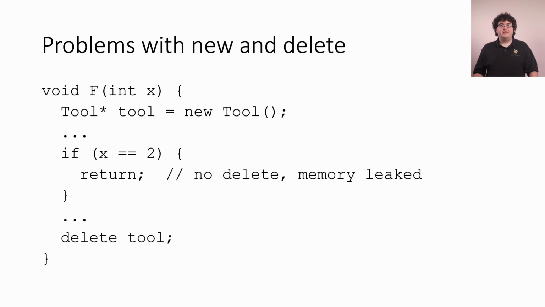New created an object, and delete would destroy and clean up that object. We mentioned that every new needs to be paired with a delete to make sure we don't leak memory. This can be trickier than it sounds.